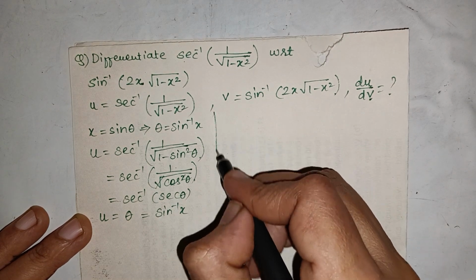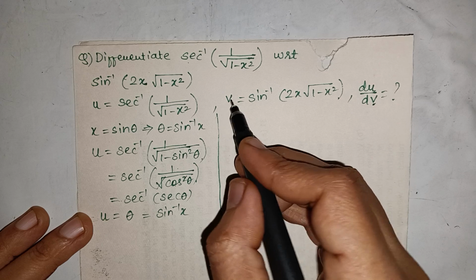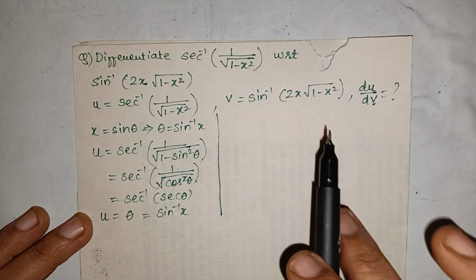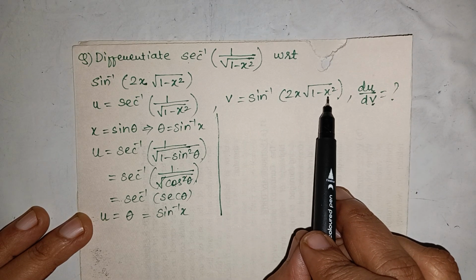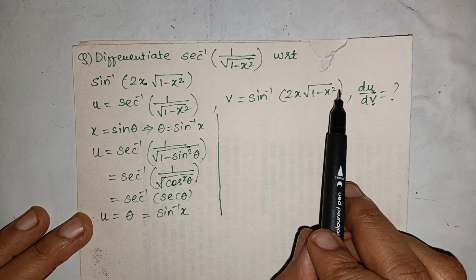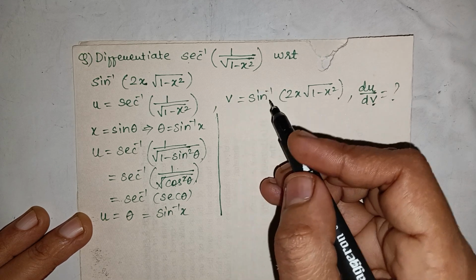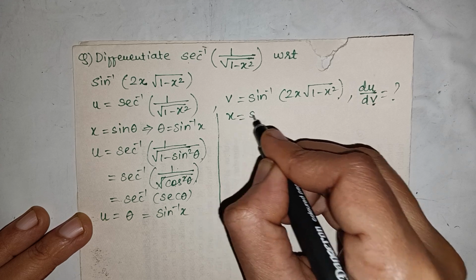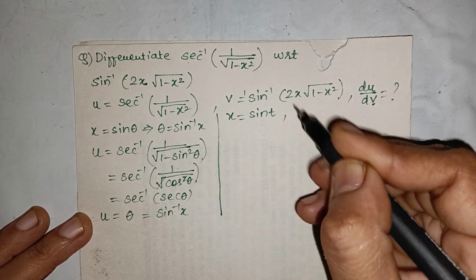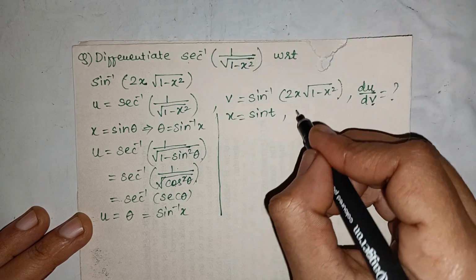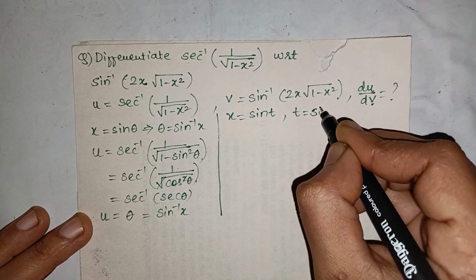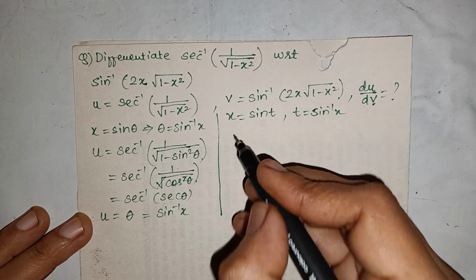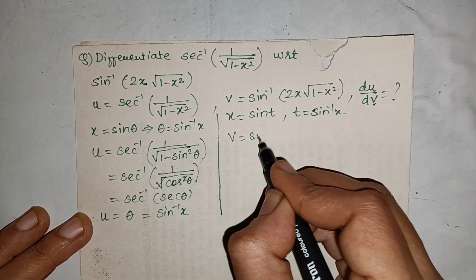Let's differentiate v with respect to x. Here also we have to substitute x as sine of something. We'll take sine t, so x equals sine t, and t is sine inverse of x.